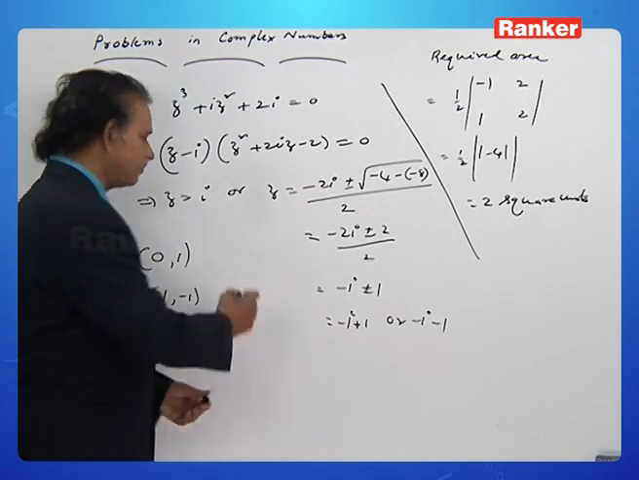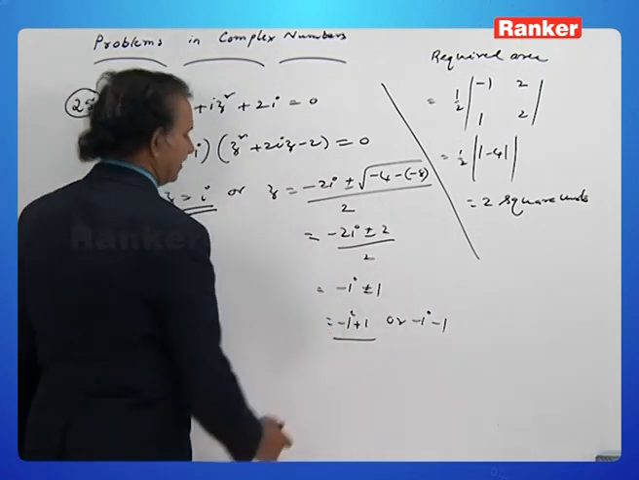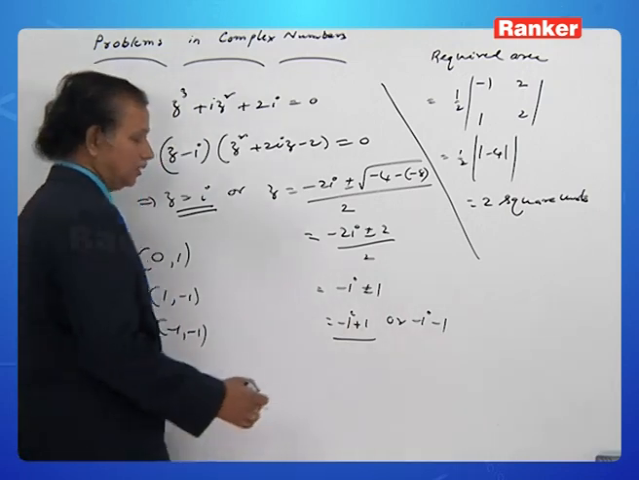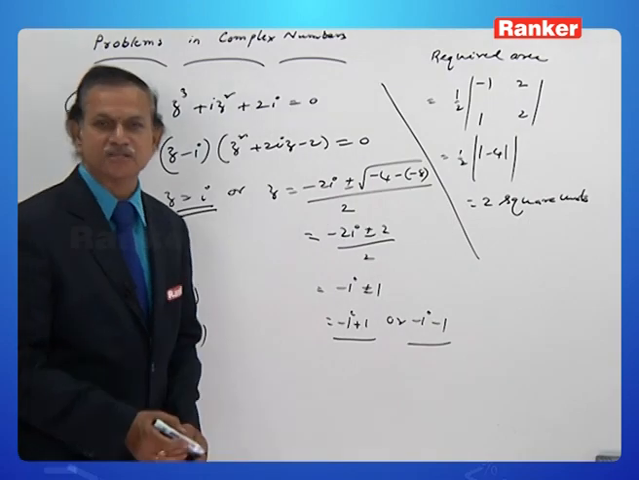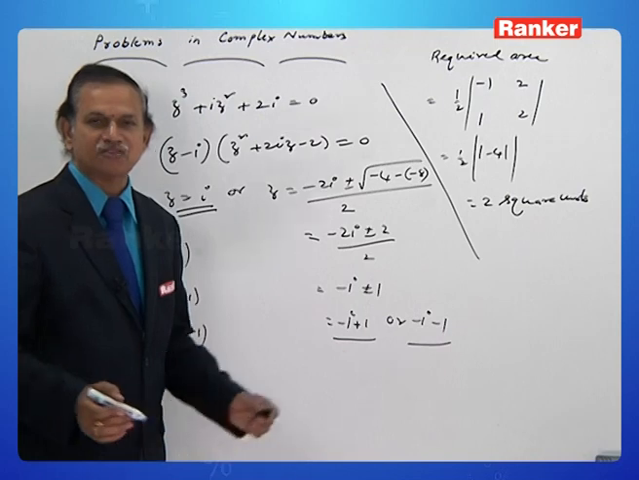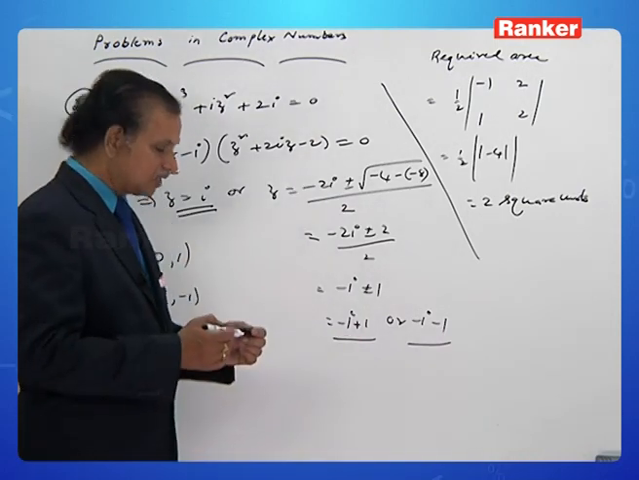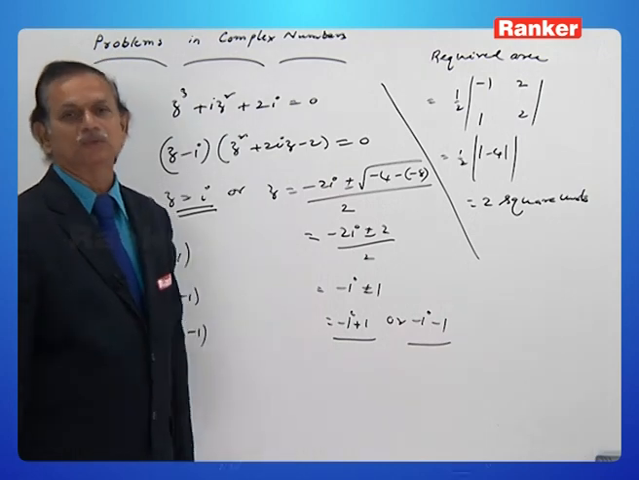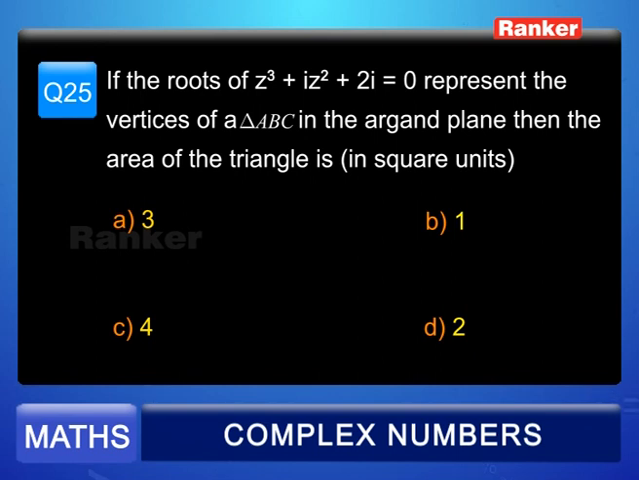By the way, what are the roots? z is equal to i, (0, 1). z is equal to 1 minus i, (1, minus 1). z is equal to minus 1 minus i, (minus 1, minus 1) is the point corresponding to that complex number on the Argand plane. We could have traced the three vertices and thereby you got the result. Area of the triangle is half into 2, that is half into 4, that is 2 square units. That's all the answer for that. Right option is D and the right answer is 2 square units.